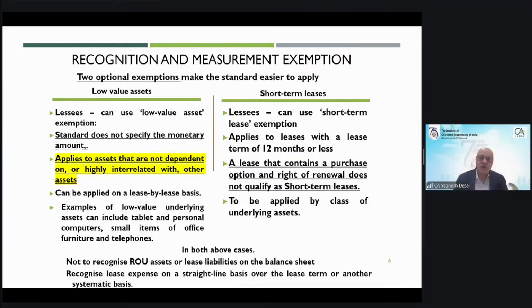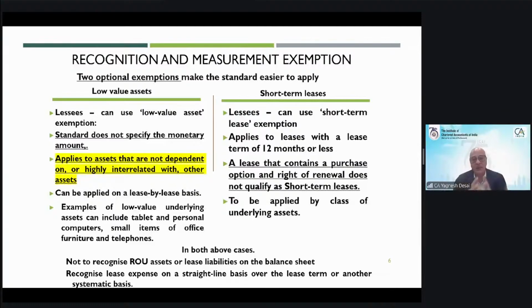When we talk about the low value asset, we talk asset by asset. Here we talk about the class of the underlying asset. Here the total value does not matter. Even if it is 4 lakhs or 3 lakhs, 10 lakhs, it does not matter. If the contract is 12 months or less, then it will be treated as a short-term lease, regardless of the monetary threshold limit. That's why the criterion here is the class of underlying assets and not asset by asset, which is the case in the low value assets.